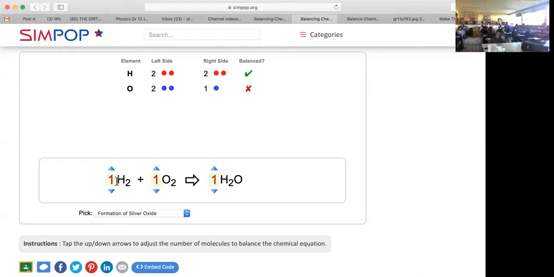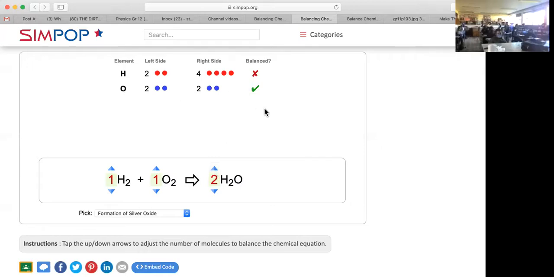So now we start. We've got 2 hydrogens on each side. Yes, our hydrogens are balanced. We got 2 oxygen atoms on the left, 1 times 2 is 2. We got, there's an invisible 1 there, only 1 oxygen atom on the right. So what do I suggest we do? Let's try increasing that to a 2.